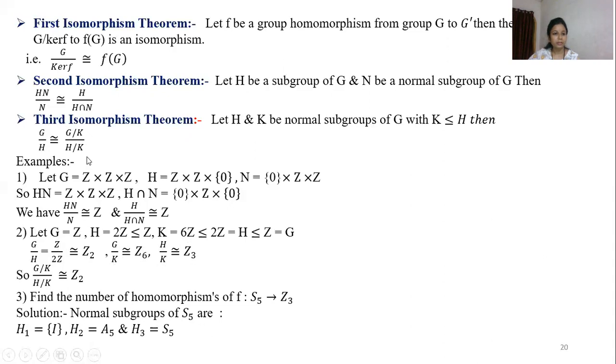Now let us go with the illustration of first isomorphism theorem. Find the number of homomorphisms from S5 to Z3. S5 is a symmetric group of order 5 factorial, and Z3 is the usual Z3 under the operation addition modulo 3. How many normal subgroups does S5 have? S5 has only 3 normal subgroups.